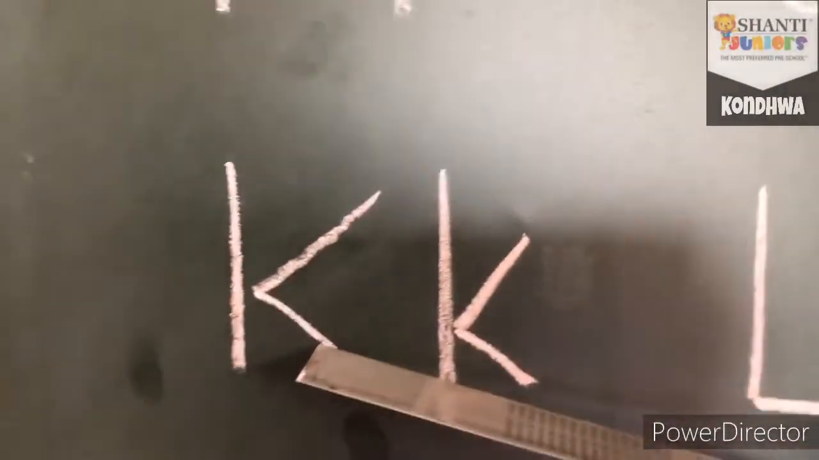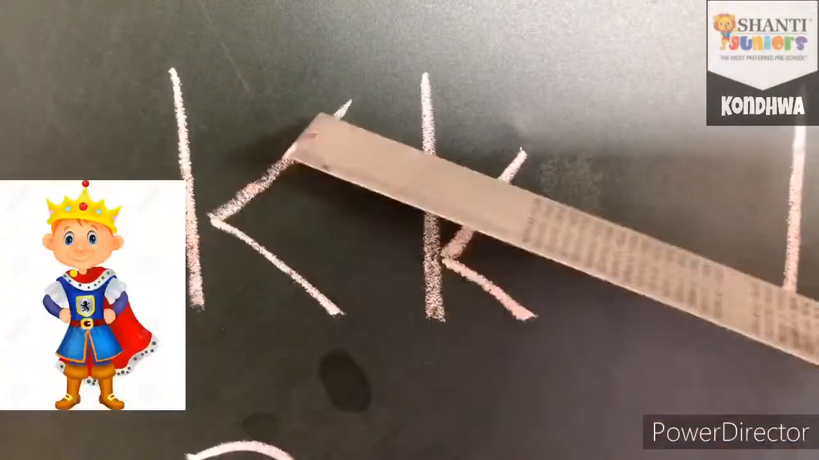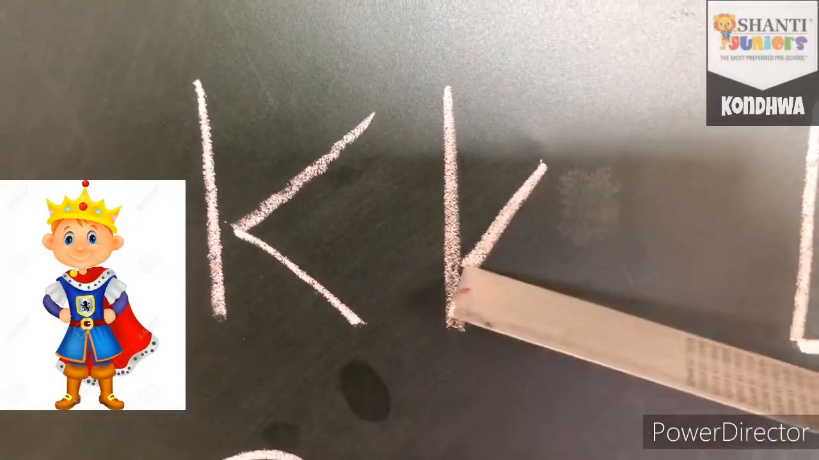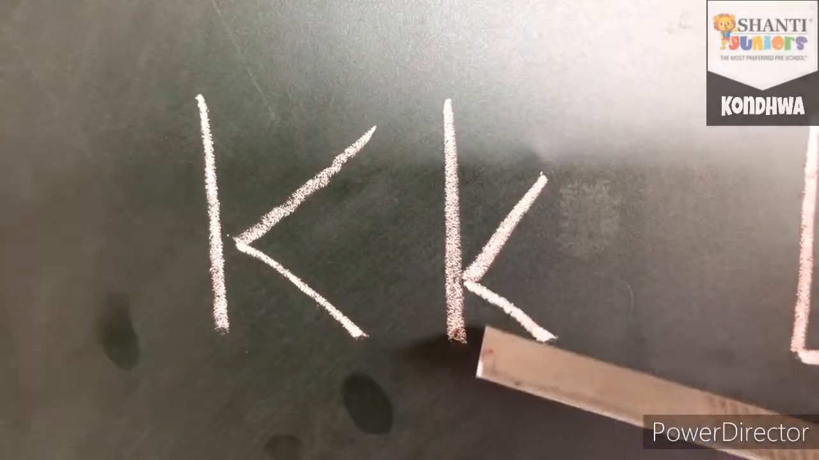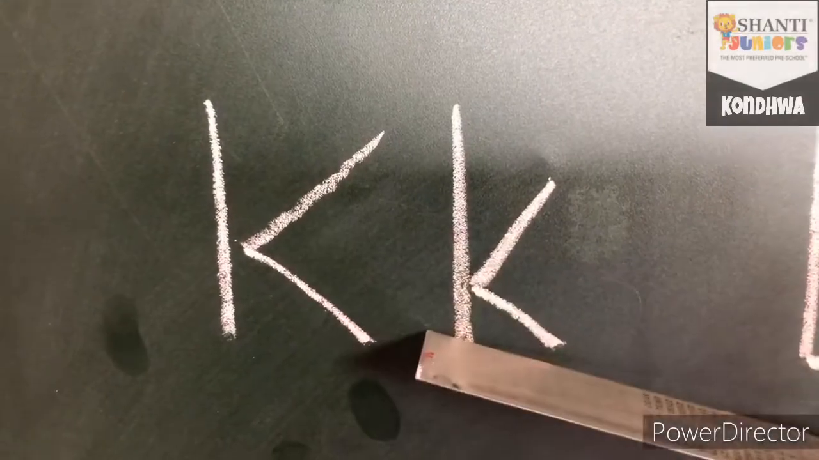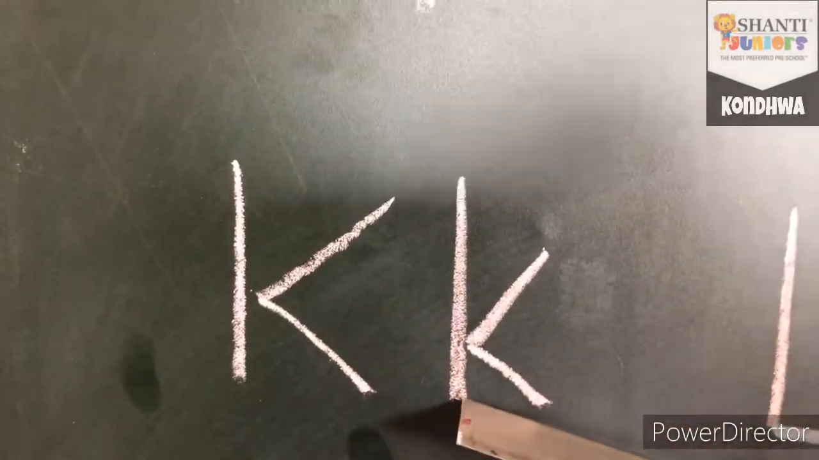Which letter is this? K. This is capital K and this is small k. What comes from K? K for king and K for kangaroo.